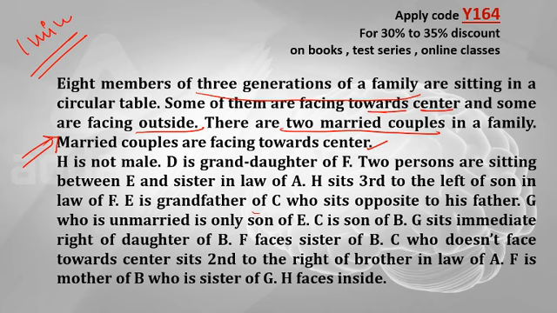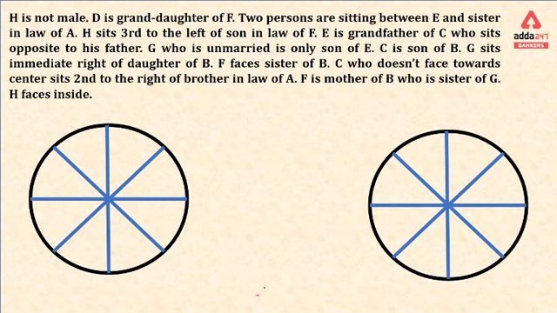Time up. I hope you all are done with this question. Let's have a look at the diagram and check the solution. First of all, it is given that there are 2 married couples, and all married couples are facing towards the center, or we can say inside. It is given to you.